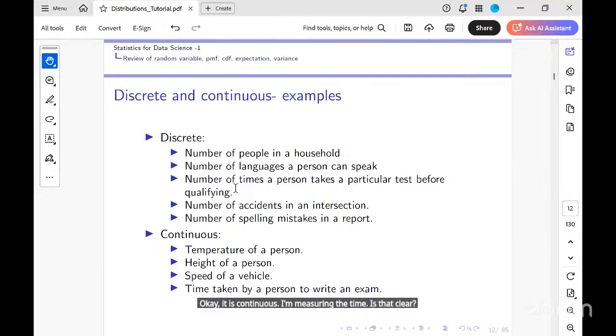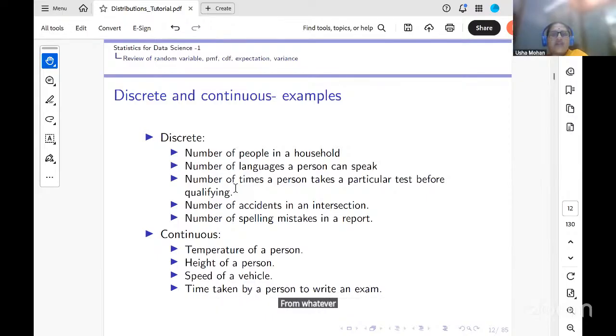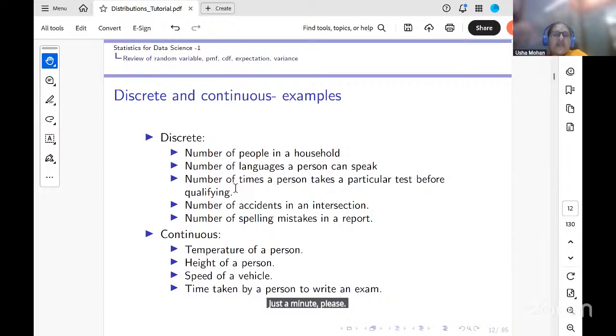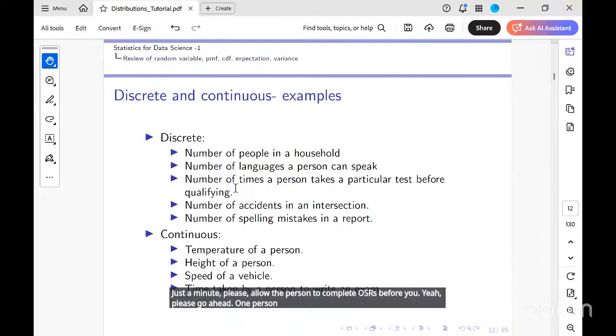Clear, ma'am. How are we phrasing the question? Yes, ma'am. Ma'am, I have one small doubt. Just a minute, please allow the person who has asked before you to complete. Yeah, please go ahead. Thank you, ma'am.